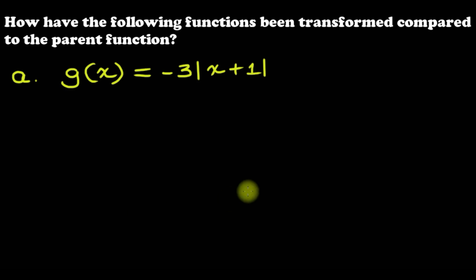So here you're given g of x is negative 3 times the absolute value of x plus 1. Here's your a. So your a is going to stretch or shrink based on this number right here. And then you have the negative in front, so that makes it a reflection. So it's reflected across the x-axis. And because your a is bigger than 1, it's going to stretch by a factor of 3. So if it's bigger than 1, it's stretched by that factor.